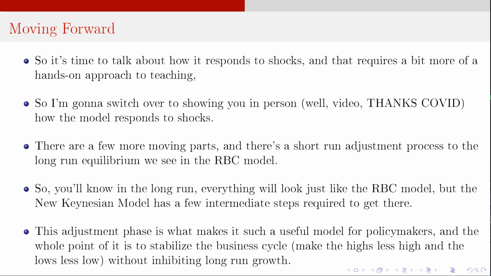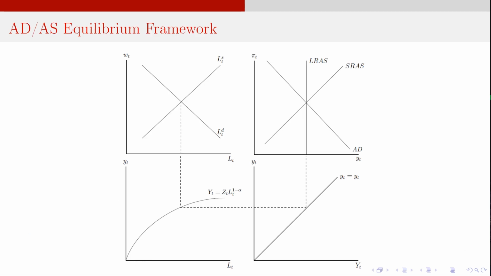This adjustment phase is what makes it a useful model for policymakers because the whole point is to stabilize the business cycle, make the highs less high and the lows less low, all without inhibiting long-run economic growth. So the way I will finish up this particular lecture is by showing you what the AD-AS equilibrium framework is that you're going to need to work with in the New Keynesian model, and it's this right here.